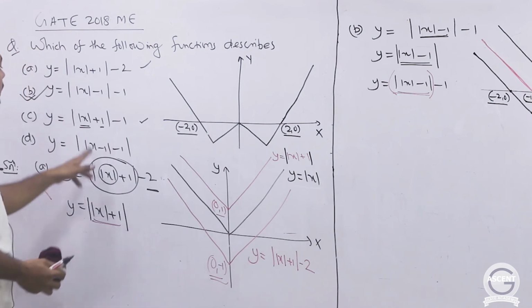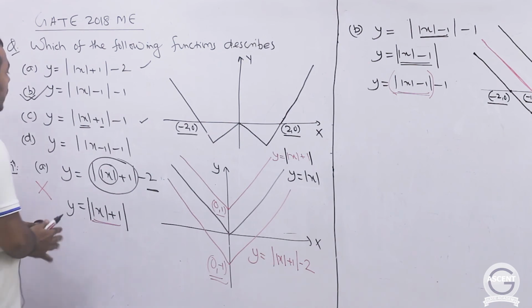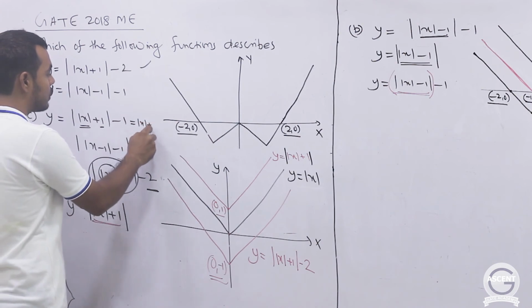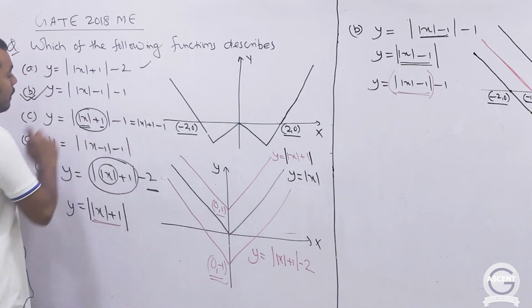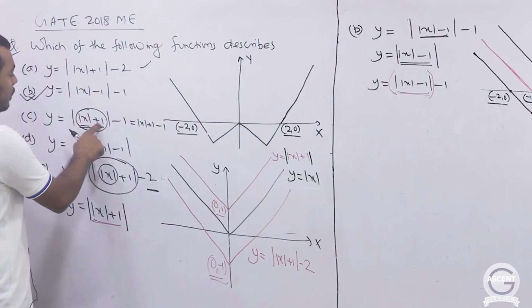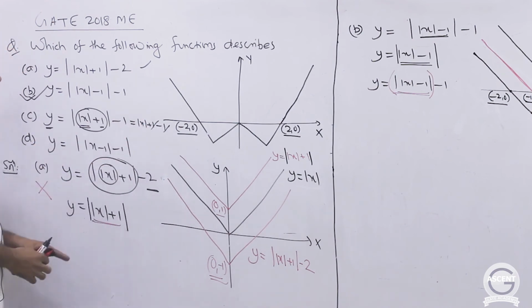So in fact, here the graph that you are going to get is simply the graph of y equals to mod x. Because if you see this function carefully, then this is nothing but mod x plus 1 minus 1, right? Because this is always going to be positive, and for a positive number you can directly remove this mod sign. So you will get mod x plus 1 minus 1, these two will cancel. So option C is y equals to mod x. Okay, we know how to draw the graph of this function.